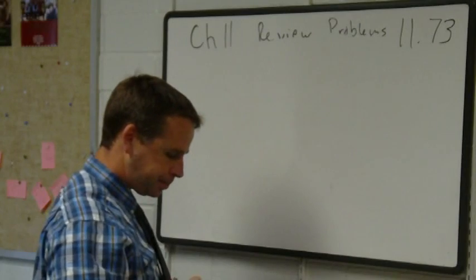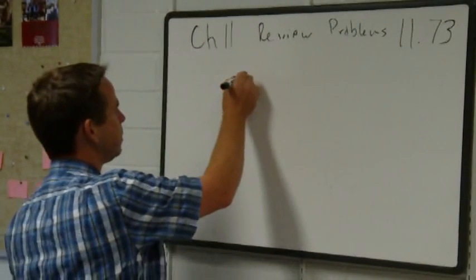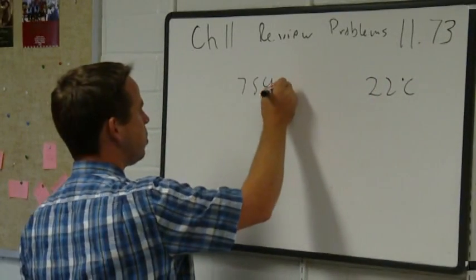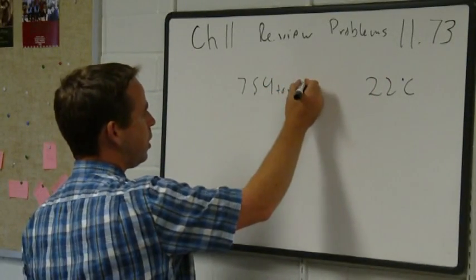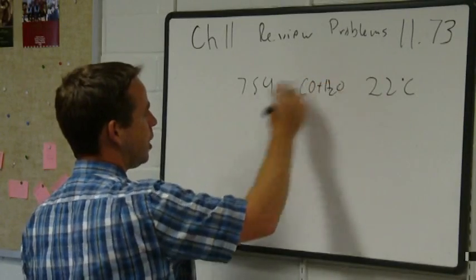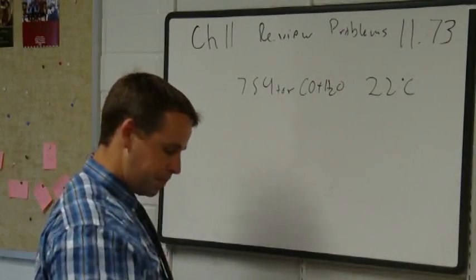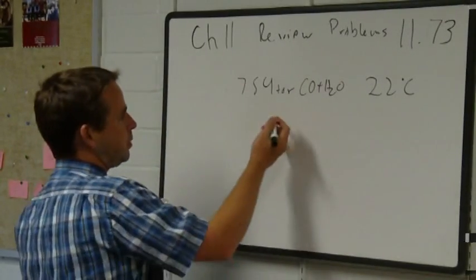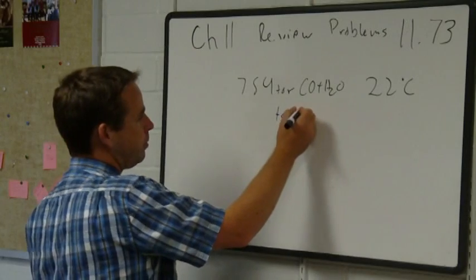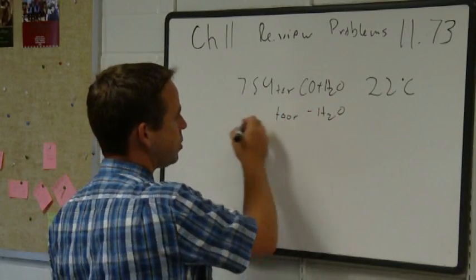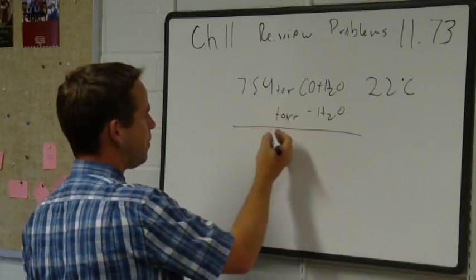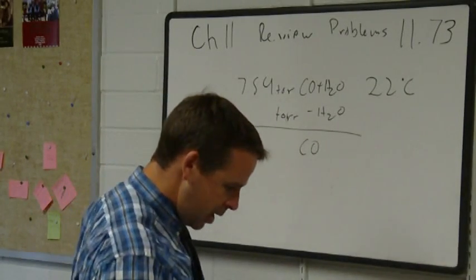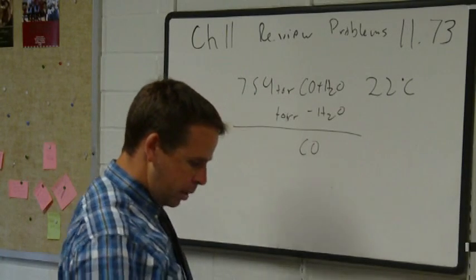At 22 degrees Celsius, the total pressure was 754 torr. But this is due to the carbon monoxide and the water, right? Because we know that when you collect over water, some of the water is in vapor phase. So we have to find out how much torr is due to the water and subtract it, so that we can find out how much pressure is actually due to the carbon monoxide. All right? And then we need to determine how much volume that would be.